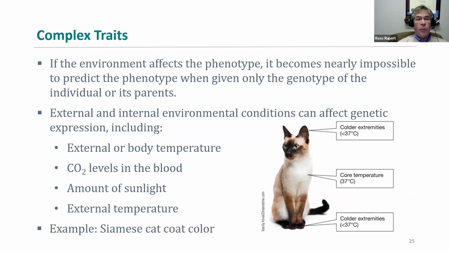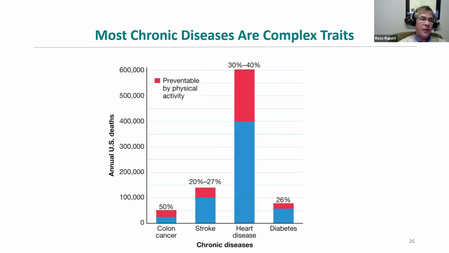But making traits even more complicated is the environment. Sometimes you'll have a gene, but it will not be shown because the temperature is too hot or too cold. So there's environmental factors that play a role. You could also have CO2 levels and the amount of sunlight. Those are all examples. Siamese cat coat color is an example. The temperature determines the pigment that gets expressed.